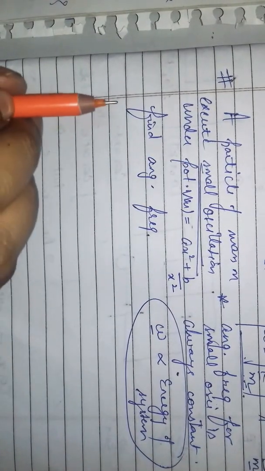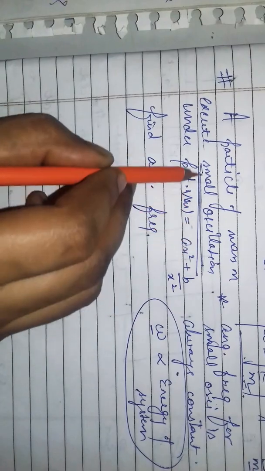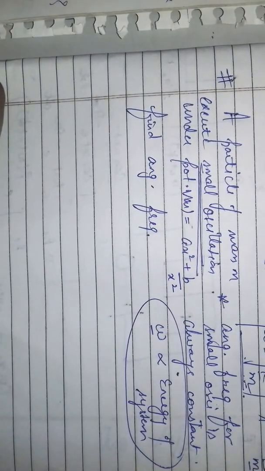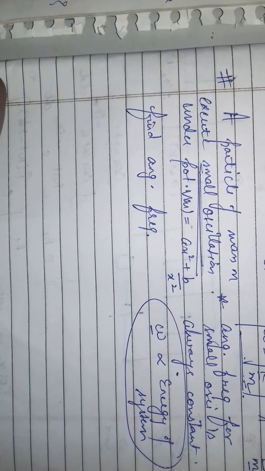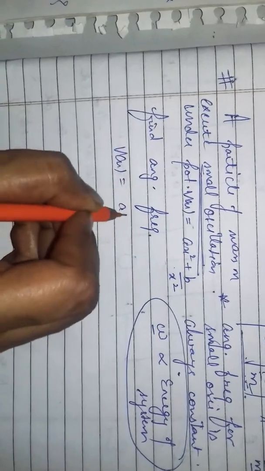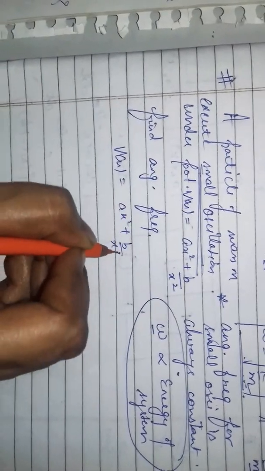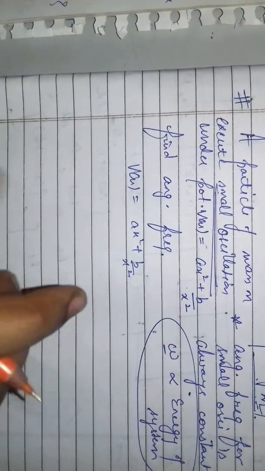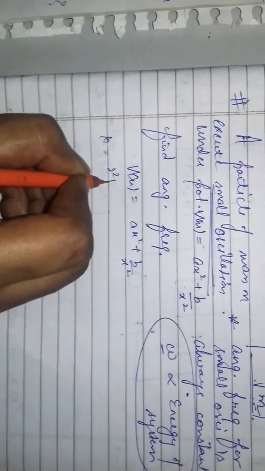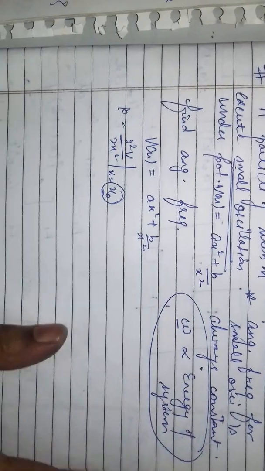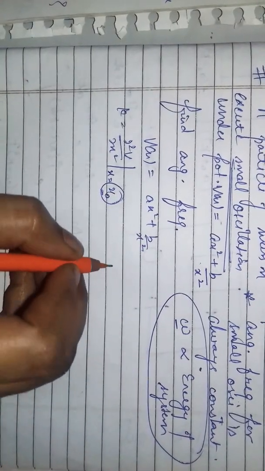When you read this question, underline the line that is small oscillation. If small oscillation is given, means angular frequency of the system will remain constant, and potential is given: ax square plus b by x square. Firstly, you have to find k. So k is curly square V upon curly x square at x is equal to x naught, and x naught is your stable equilibrium point. So how will you find the equilibrium points?